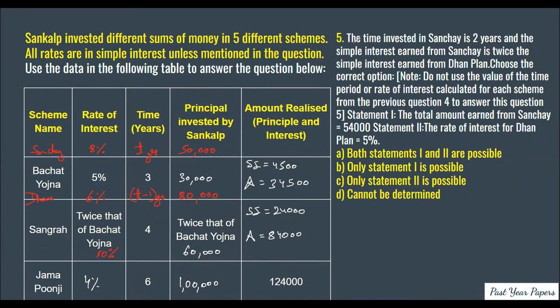Let's start with question number 5. The time invested in Sanchay is 2 years. Okay. This is 2. And the simple interest earned from Sanchay is twice the simple interest earned from the Dhan plan. That means the ratio of simple interest of Sanchay and simple interest of the Dhan plan is 2:1. Choose the correct option.